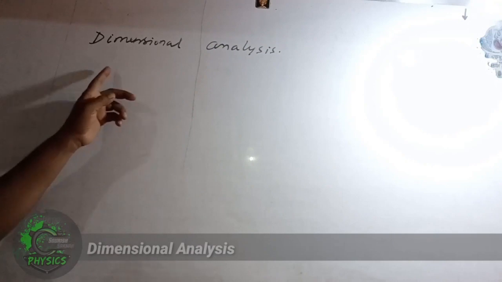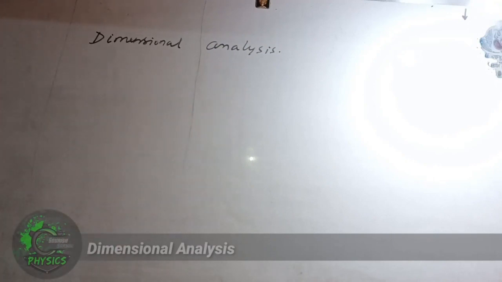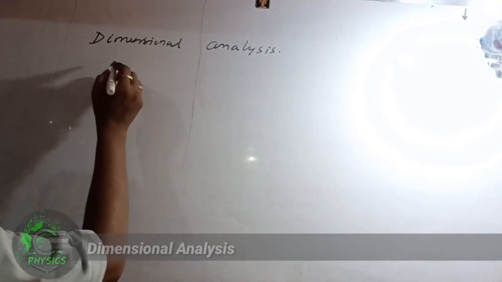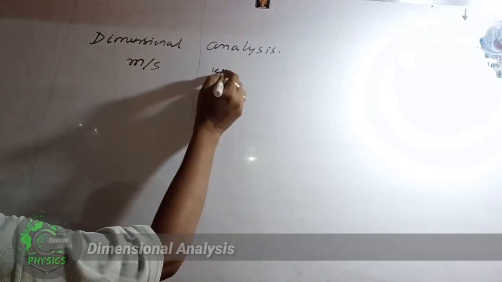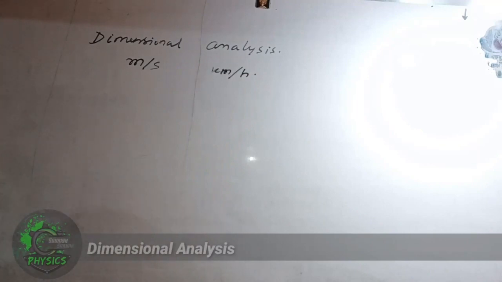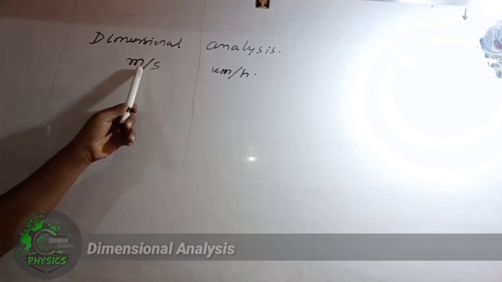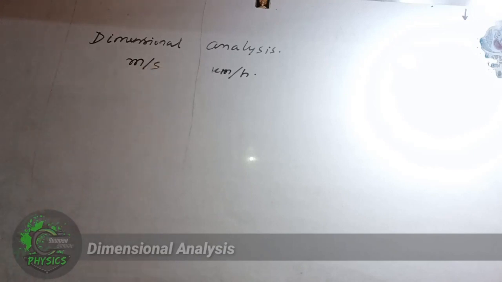Today we start dimensional analysis. See, the unit of a physical quantity can be written in different ways. For example, velocity you can measure in meter per second, kilometer per hour, or feet per second. So what is the unit of velocity? That is unit of length by unit of time. In every case, we divide the unit of length by unit of time. Meter is the unit of length, second is the unit of time.